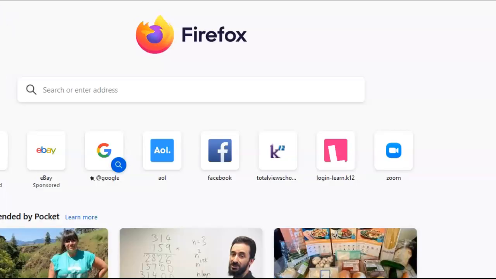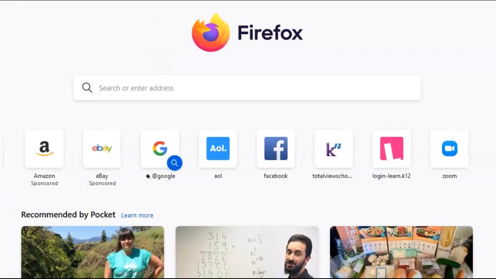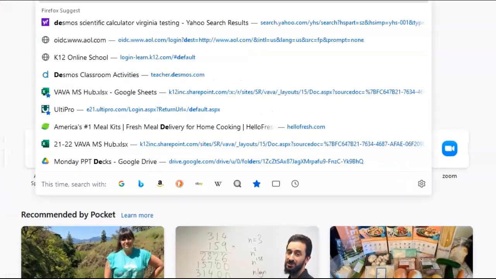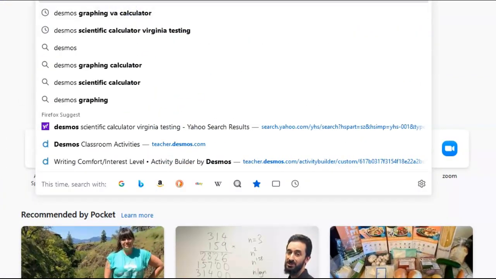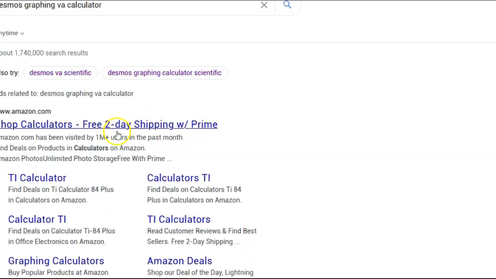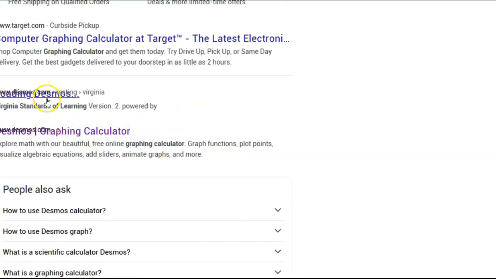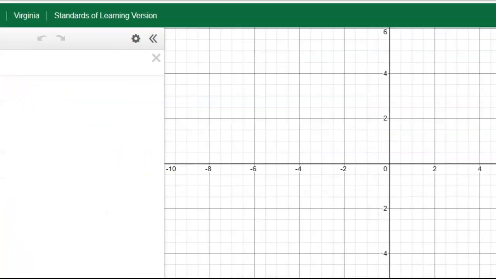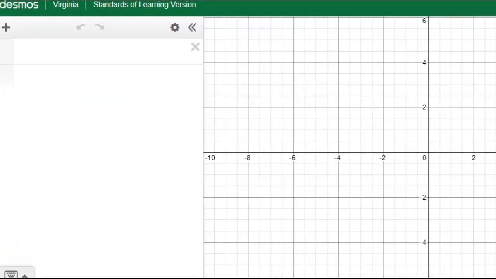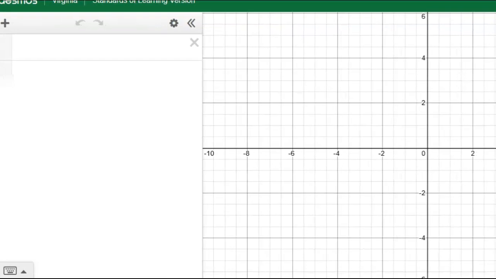Let me just expand my viewing window here. And we're going to get to the Desmos graphing calculator. I like to do the Virginia version. I don't know why I don't have that as a favorite, you know? Okay, here we go. Also, my screen is being funny.